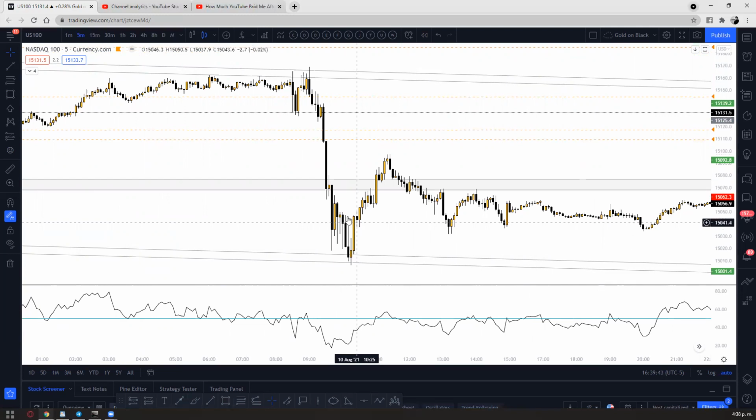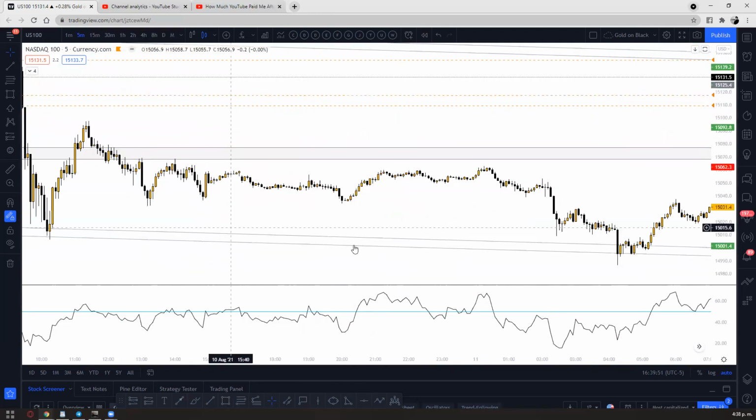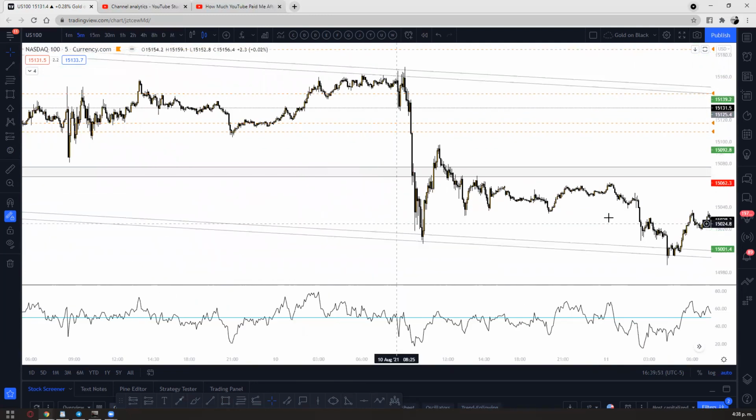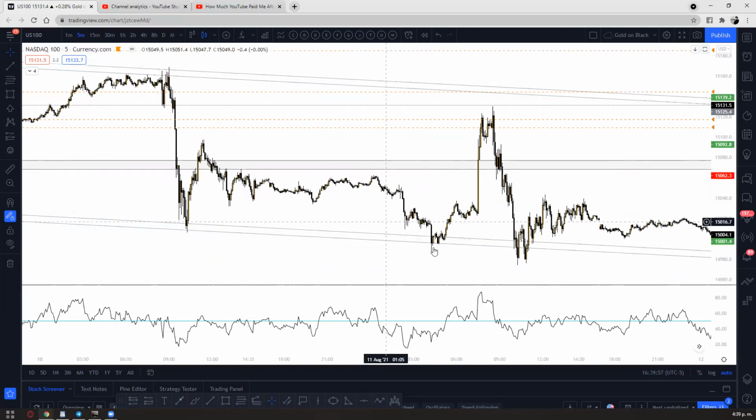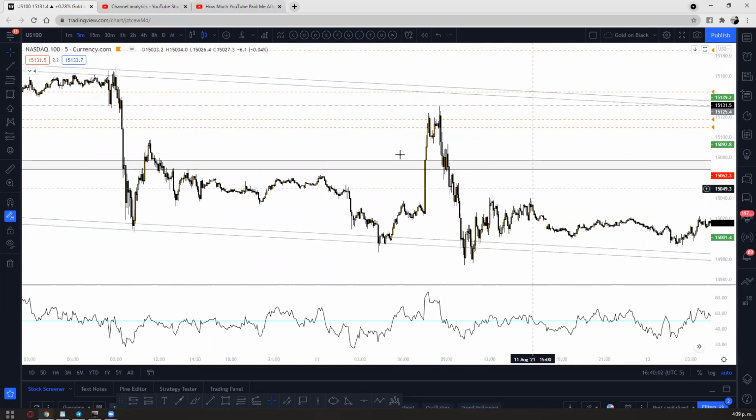Okay, so right here, I did get in here, stop loss here. I was aiming my take profit to the zone. But look what happened. I actually got stopped out. And then the price started to push up again. So there was a lot of indecision on that day.